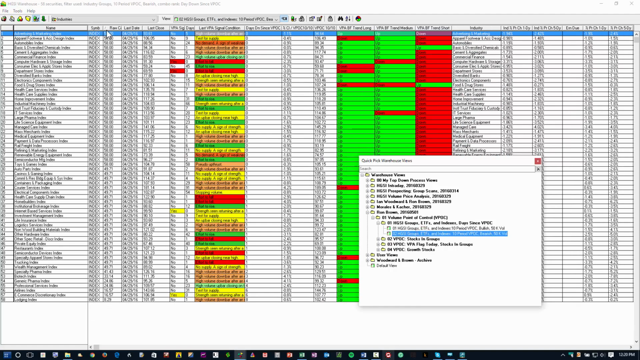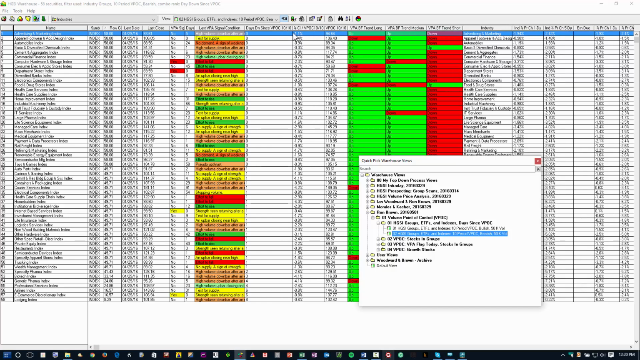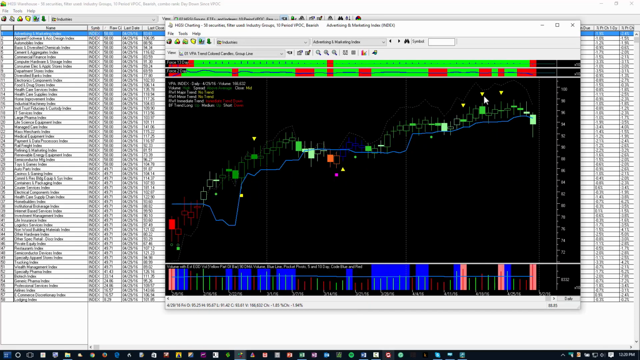Now these are negative. It's just the opposite. This is the days since a VPOC 10-10 crossed, and this is the percentage close from the crossover. Here's the actual number, and so on. So let's just look at advertising and marketing, and you can see that it turned negative along with the force indexes, and there was some pretty heavy selling in this on Friday, although it looks like there was some pretty strong buying at the end of the day.